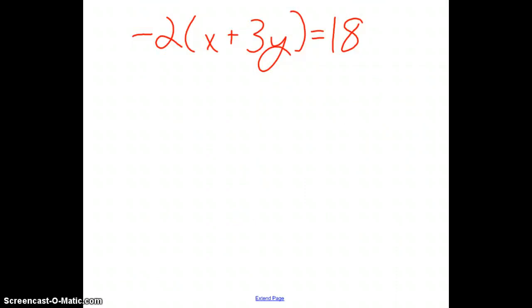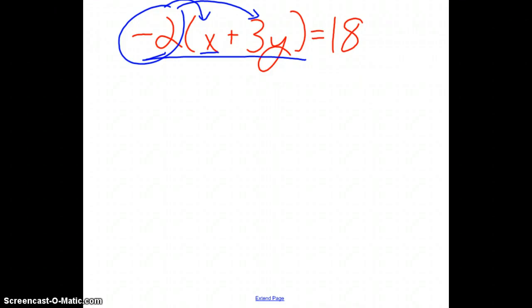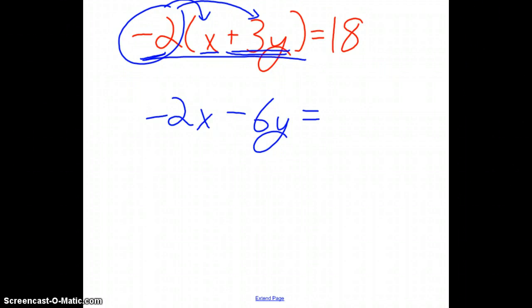All you need to do is simplify this side before you solve. You simplify that by distributing your -2. -2 times x is -2x. -2 times positive 3y is -6y. And that still equals 18. Now it's exactly like the other two problems we did.